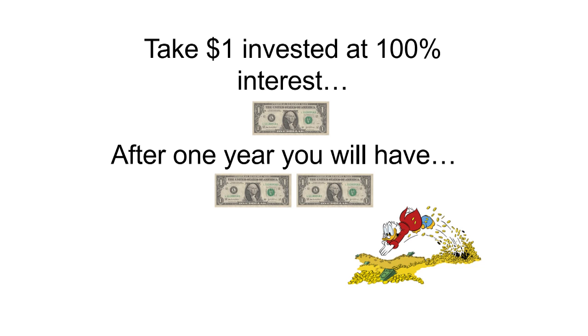Let's talk a bit more about this idea of compound interest. If you take $1 and you invest it at 100% interest, after 1 year, that $1 will grow to 2. That's the idea of discrete doubling. 1 goes to 2, 2 will go to 4, 4 will go to 8, and so on.